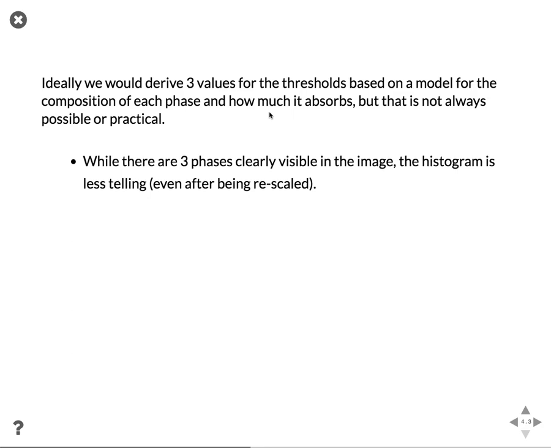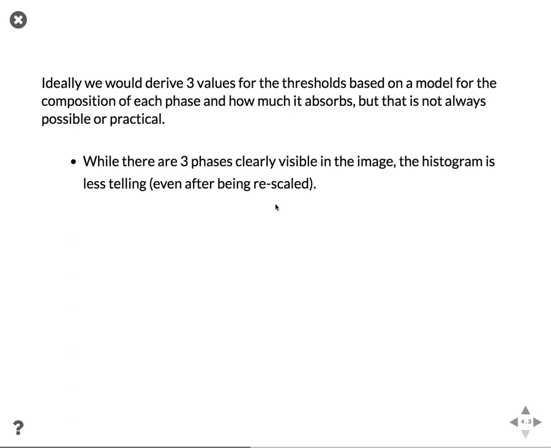Ideally, we try to derive 3 values for thresholds based on models, so we know what rock is made of, we know what clay is made of, we know what air is, and so we could try to come up with 3 different values based on the alpha coefficients from those materials, but that could be quite time-consuming to come up with in the first place. It might be very imprecise because these are heterogeneous materials that have different densities and thicknesses at different spots. And so there's probably not exactly one value we'd come to. It's probably a range of values.